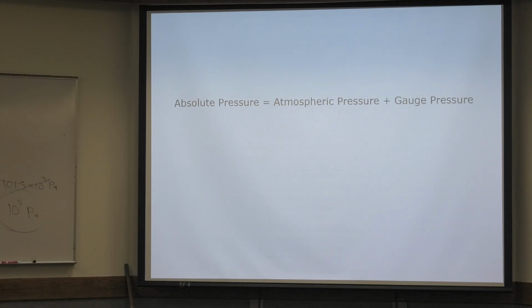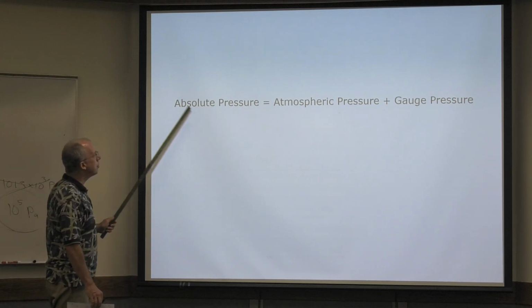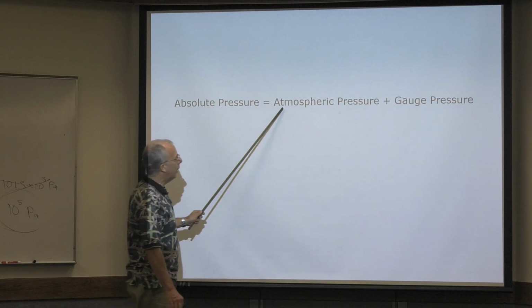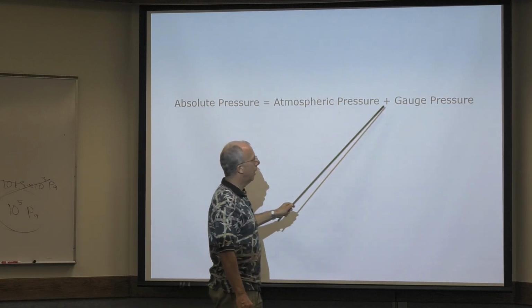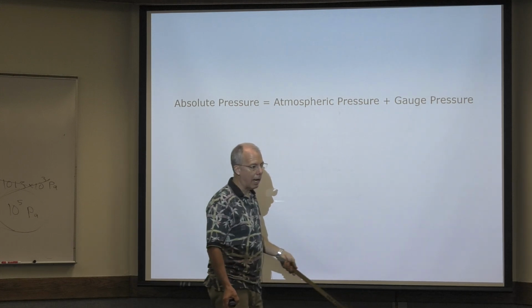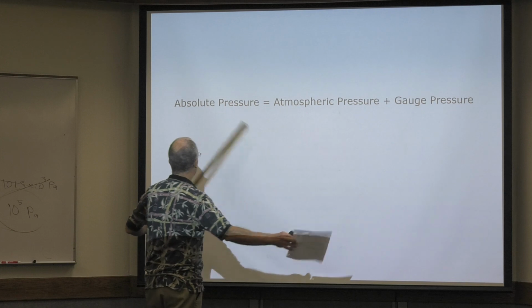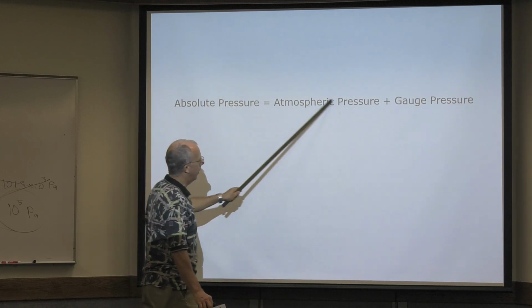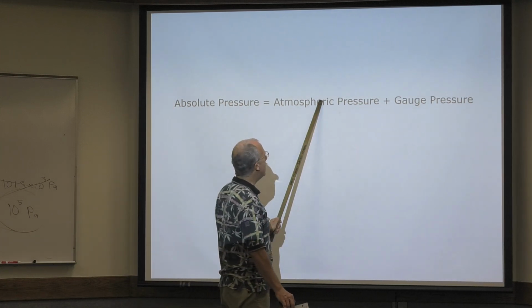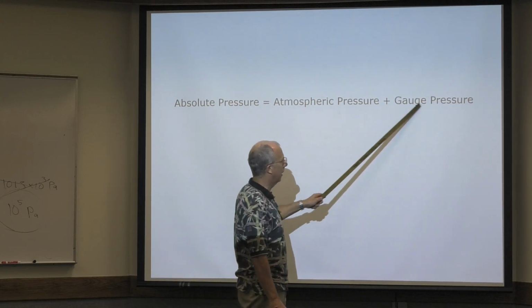So what has that got to do with anything? Here you have to be super careful. Absolute pressure equals atmospheric pressure plus gauge pressure. When you have a bicycle tire and it's flat, absolute pressure equals atmospheric pressure. So you have to exceed atmospheric pressure, with a pump or CO2 cartridge or something like that.